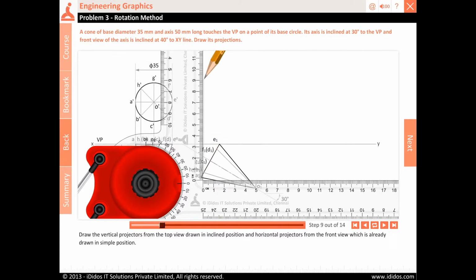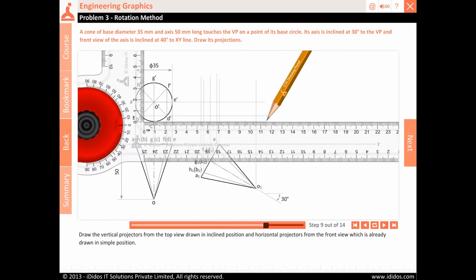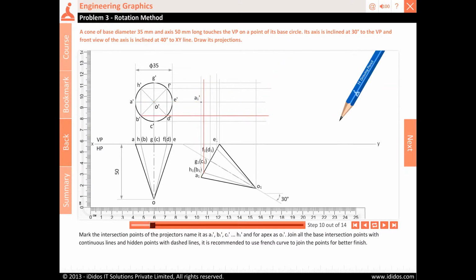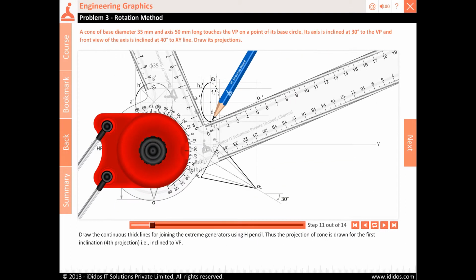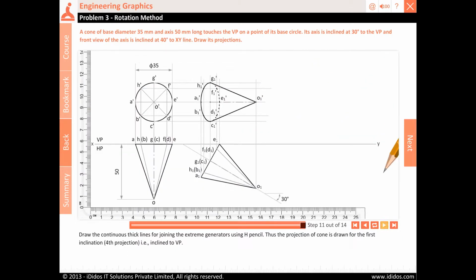Draw the vertical projectors from the top view drawn in inclined position and horizontal projectors from the front view which is already drawn in simple position. Mark the intersection points of the projectors, name it as A1', B1', C1', D1', E1', F1', G1', H1', and for apex as O1'. Join all the base intersection points with continuous lines and hidden points with dashed lines. It is recommended to use French curve to join the points for better finish. Draw the continuous thick lines for joining the extreme generators using H pencil. Thus, the projection of cone is drawn for the first inclination, fourth projection, that is, inclined to VP.